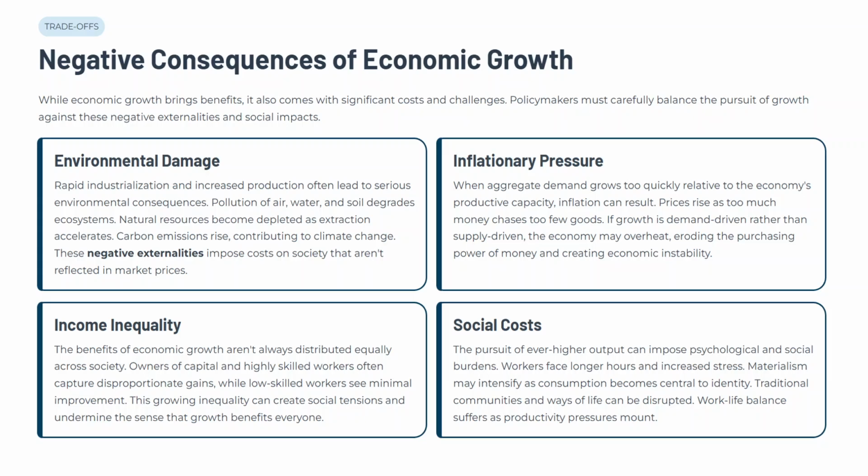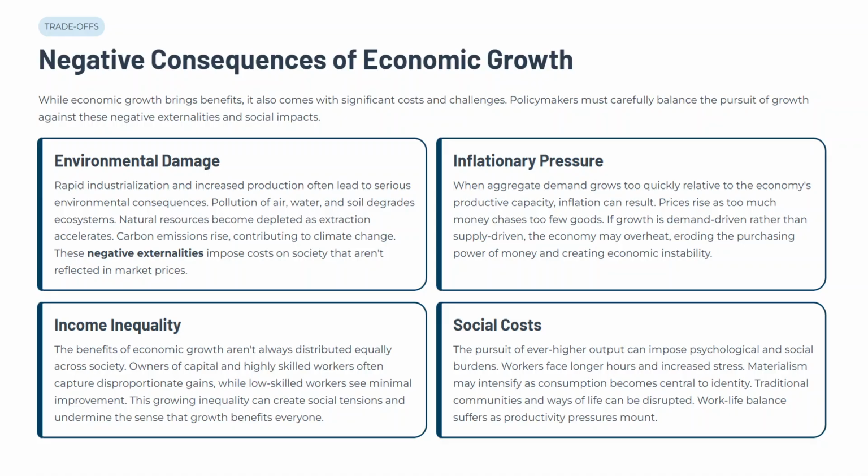Environmental damage. Increased production often leads to more pollution, resource depletion, and other negative externalities. This is a major concern about the sustainability of economic growth. Potential for inflation. If aggregate demand grows faster than aggregate supply, it can lead to demand pull inflation.